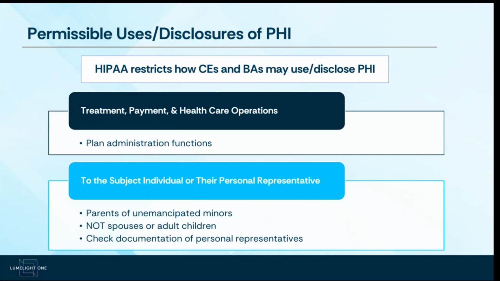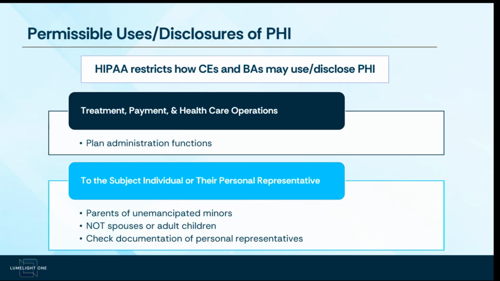So what does HIPAA say we can and can't do with PHI? There are certain uses and disclosures of PHI that are explicitly allowed by HIPAA, and in other situations, an individual's authorization will be required prior to using or disclosing their PHI. The first category of permissible use is for treatment, payment, and healthcare operations. This category includes things like sharing PHI between healthcare providers to coordinate healthcare, eligibility determinations, claims processing, and coordination of benefits. For our purposes, this category primarily amounts to plan administration.